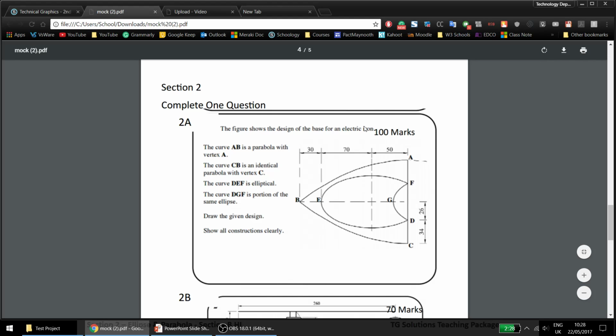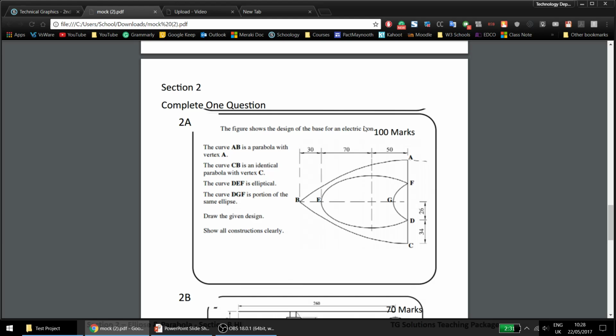Now, let's just give it a quick run through and then we're going to go through the actual construction of it. So the curve AB is a parabola with a vertex at A. So this is the vertex at A, and it's a parabolic curve AB. CD is identical, or CB is identical. Okay, so straight away what I'm thinking there is just mirror the whole thing over.